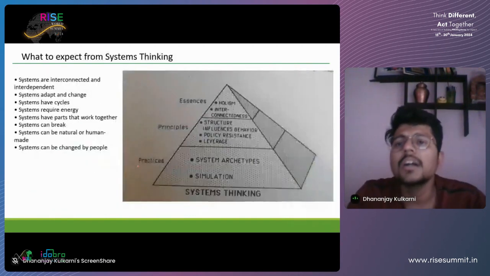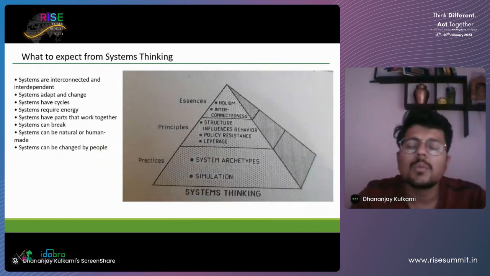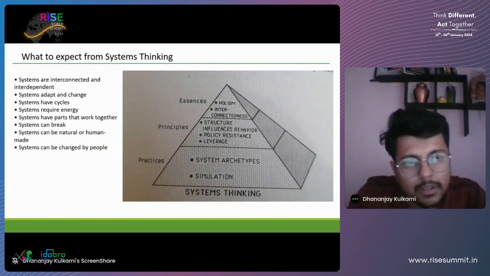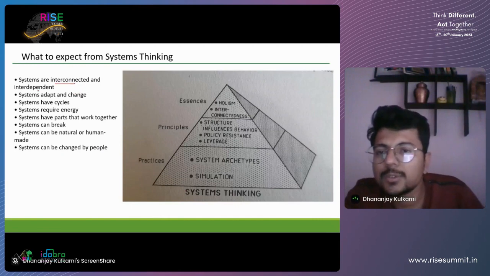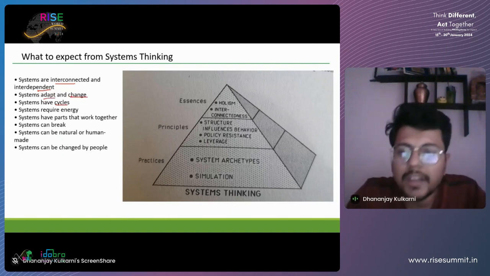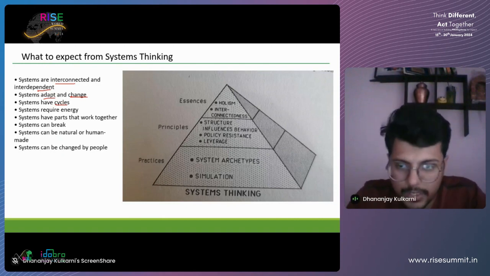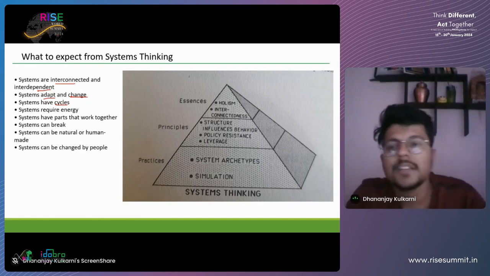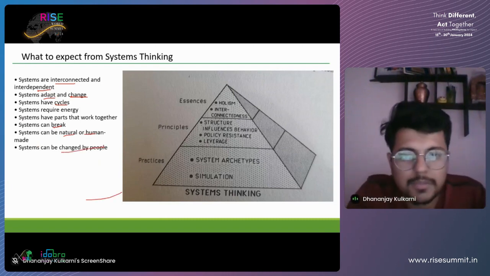Okay, now, if we are talking about systems thinking, what is our learning from this particular viewpoint? First, systems are interconnected and interdependent. Second, systems adapt and change, so we can change the system. Systems have cycles, right? Systems require energy. Systems have parts that work together, or maybe we can call them subsystems. Systems can break, systems can be natural or human-made, systems can be changed by people. So all these statements we can make about systems, right?